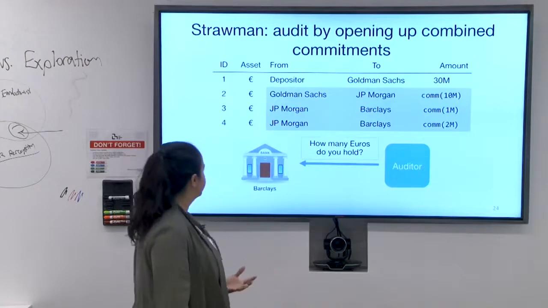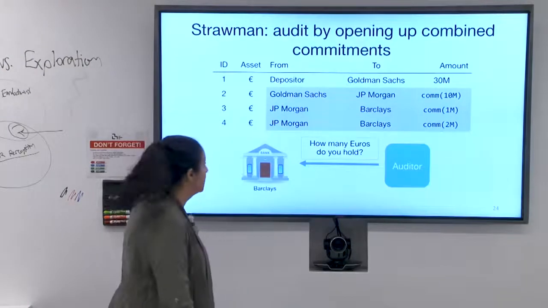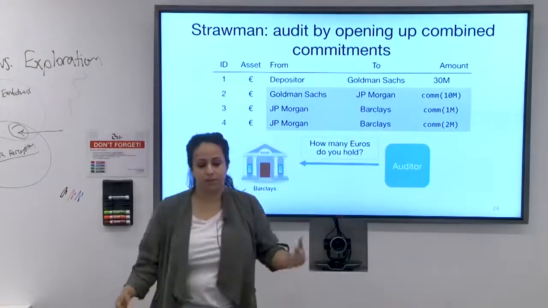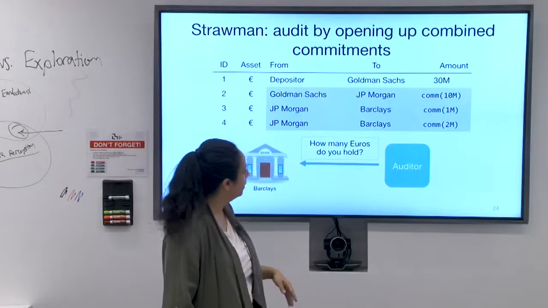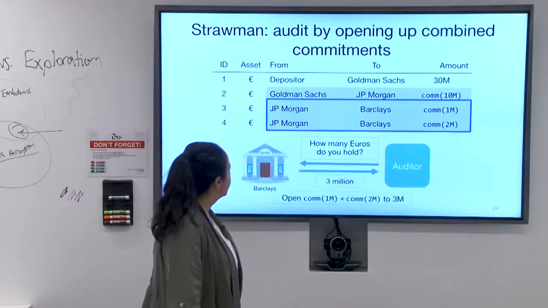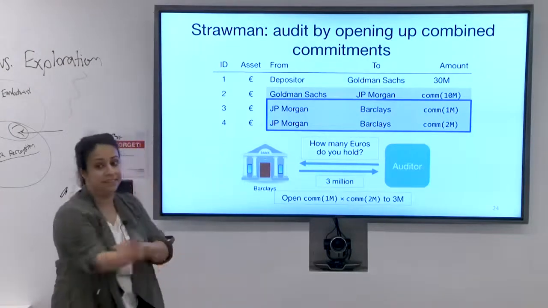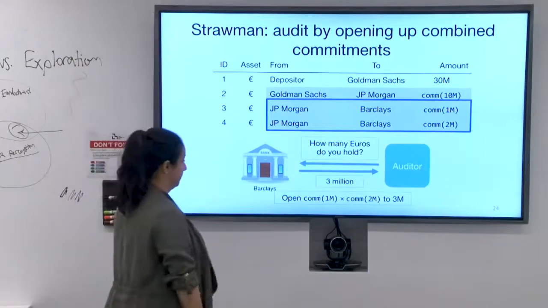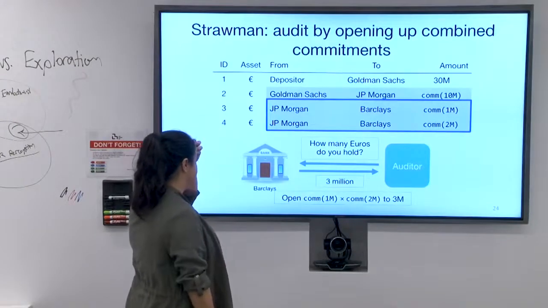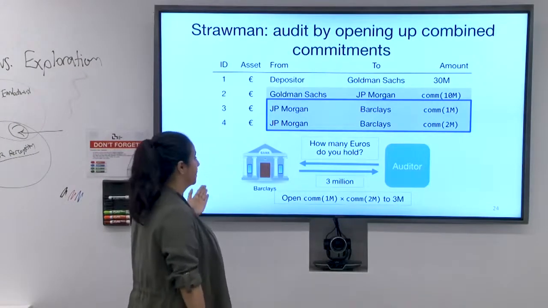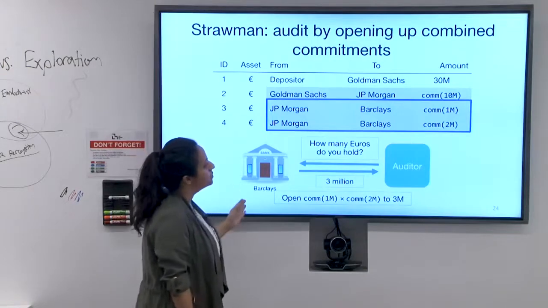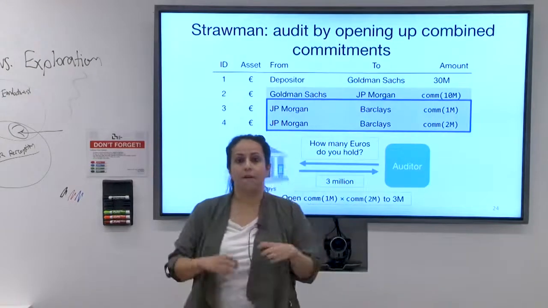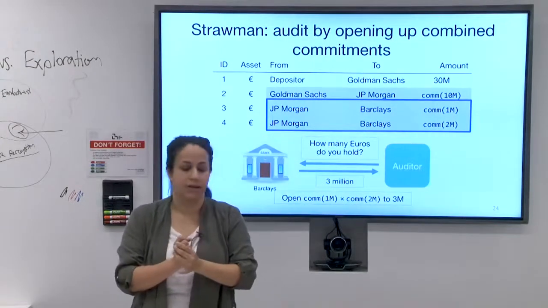An auditor will ask the bank, in this case Barclays. Remember, Barclays received euros in 2 different transactions and should tell the auditor 3 million. The auditor asks Barclays, how many euros do you hold? Barclays can convince the auditor that 3 million is the right answer by doing the following. Barclays can say, hey auditor, it's 3 million, and what I'm going to do is open up the combined commitments for my transactions.